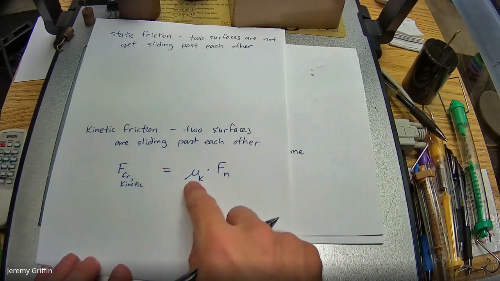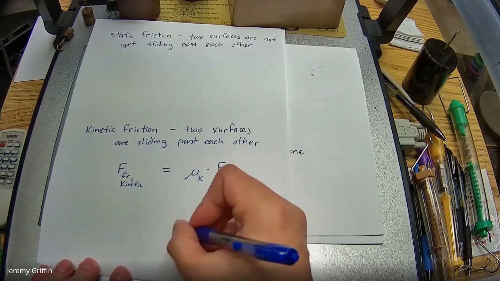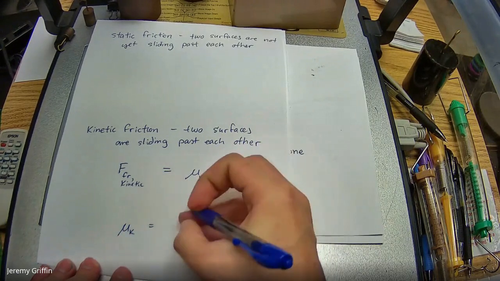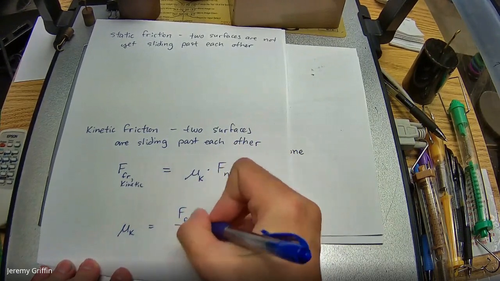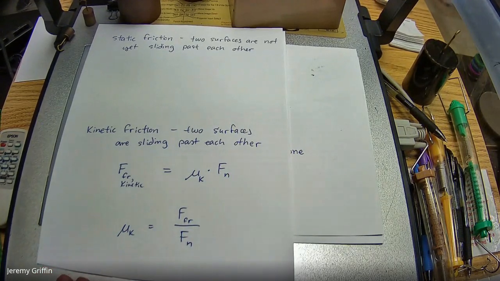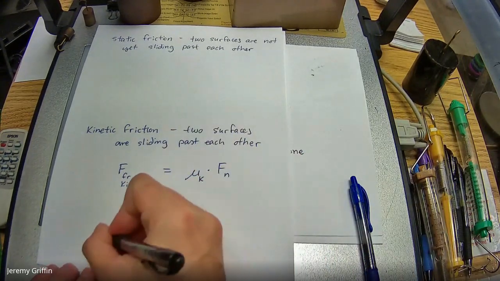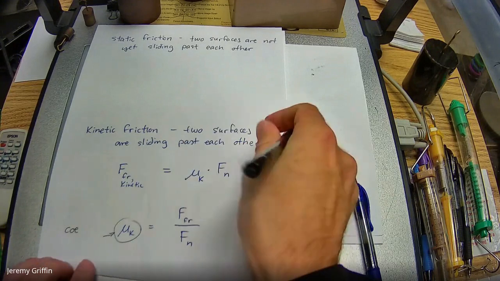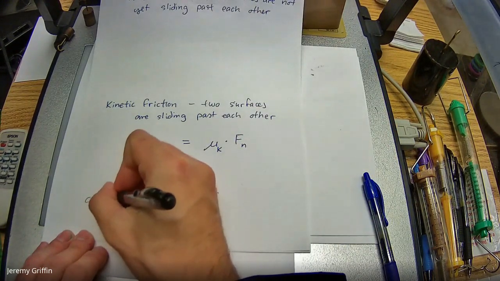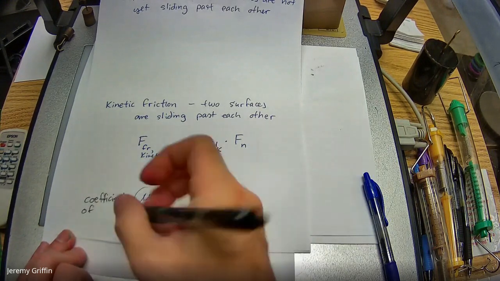And so you can also rearrange this. Let me do that to give you guys two different contexts for this. I could say mu sub K is equal to friction force divided by normal force. That would be the same thing. Right, you guys see that? Okay. So this is what's called the coefficient of friction. Yeah, I'll say kinetic friction.